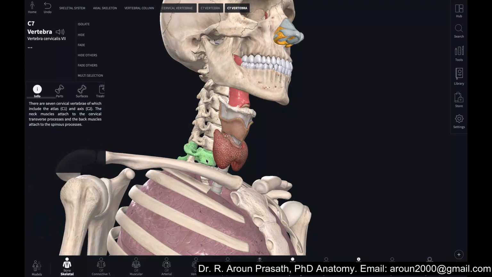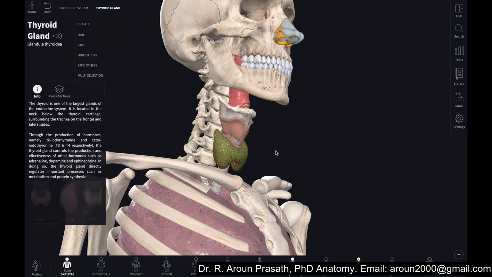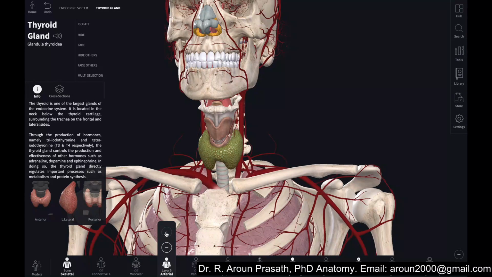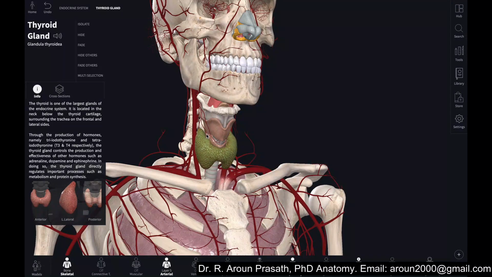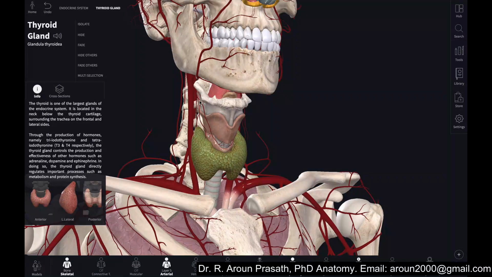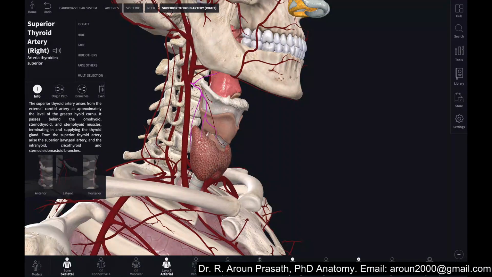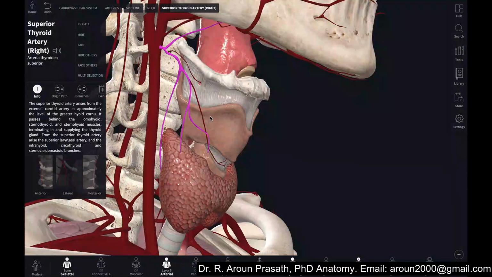If you look at the thyroid gland level, it is present between the C5, C6 and C7 vertebral level. If you look at the blood supply to the thyroid gland, it has two blood supplies. One is the superior thyroid artery. This is a direct branch from the external carotid artery, and it supplies the superior aspect of the thyroid gland.